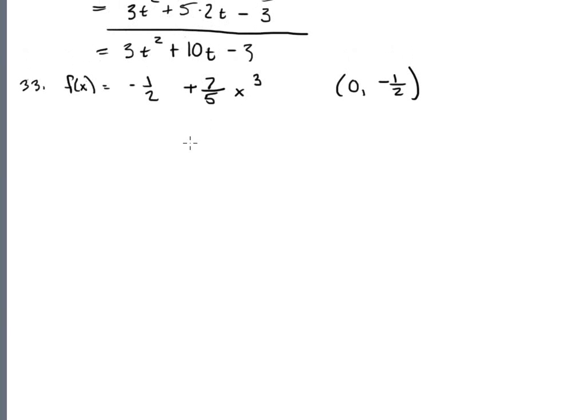So let us use our knowledge of the sum rule and the power rule to figure out what the derivative is of our function. So the derivative of negative 1/2 is 0. The derivative of 7/5 x cubed is going to be, we bring out the 7/5 as a constant multiple, bring down our power times 3x squared equals 7 over 5 times 3x squared. So that is going to be equal to 21 over 5 times x squared. Okay, so that's what our derivative is equal to.